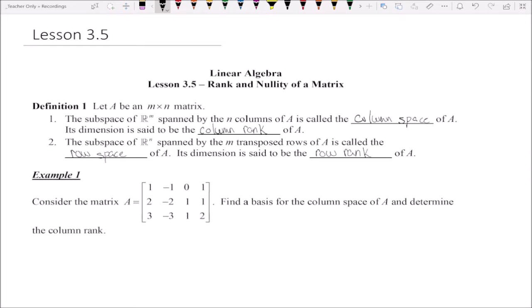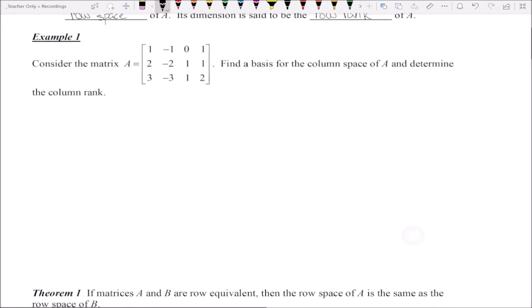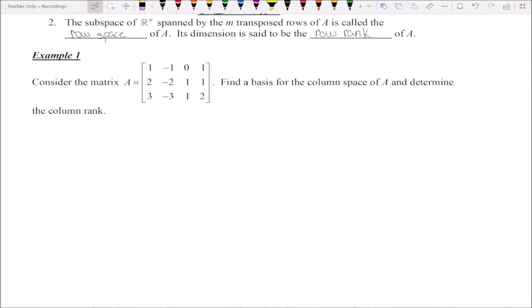And so when we deal with any matrix, we get two vector spaces out of it. We get what's known as the column space and the row space. Right? So the dimension of this column space is the column rank, and the dimension of the row space is called the row rank of the matrix. All right, so let's look at this matrix given right here. We wish to find a basis for the column space of A and determine the column rank.